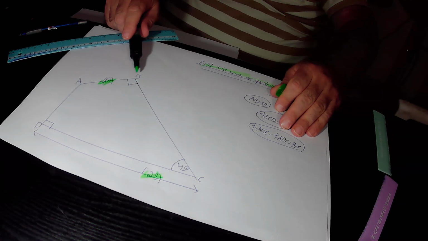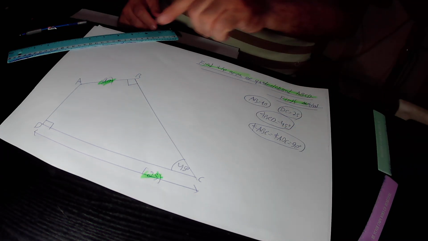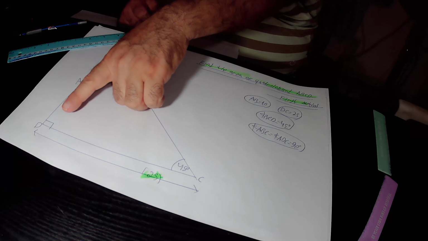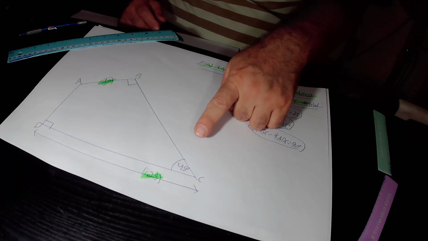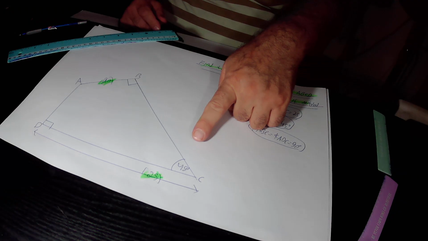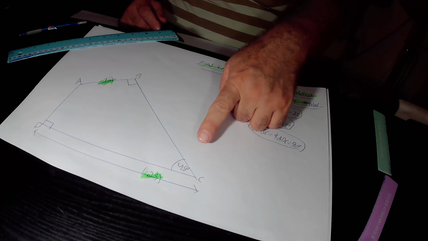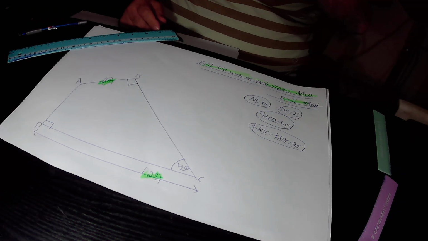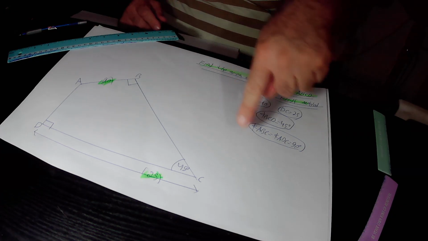This is angle ABC. This is a right angle. This is angle ADC. This is also a right angle. This is angle BCD. This is equal to 45 degrees in its size. Again, our task is to find out the area of this quadrilateral ABCD.